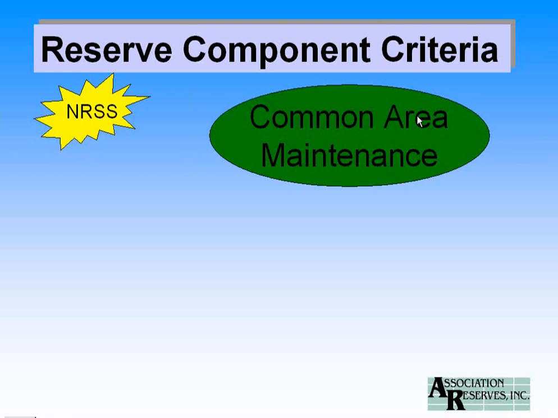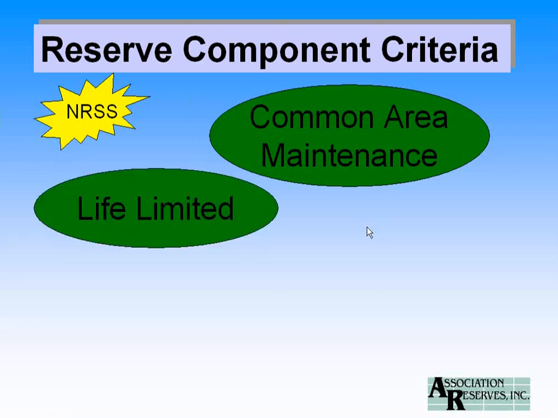So, for a component to be appropriate for reserve funding, you need to answer yes to each of these 4 questions. Number 1, is it a common area maintenance responsibility? Not private property or owned or maintained by another entity. The second is that the component needs to have a limited useful life, not be something that is expected to last effectively forever.